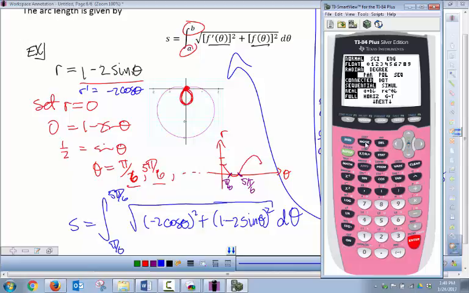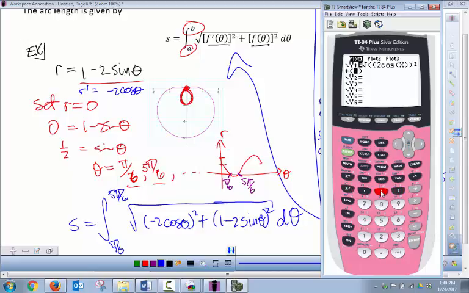Okay, I want to go to function, mode, function. And then I want to pretend that my thetas are actually x's. So I have two functions here, so let me get rid of the other one. All right, I have a big square root. This is going to be long. I'm going to ignore the negative because if I square it, it'll become positive anyway. So that's just 2 cosine x. And I want to close the cosine parentheses and square it.